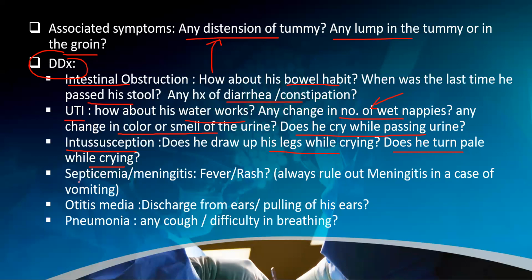Then we have some of the non-GI causes. Before going to the non-GI causes, just think about if we have missed any GIT-related causes. So there was one differential, which was incarcerated hernia. So we already asked it, any lump in the tummy or in the groin? So a lump in the groin suggests hernia, okay?